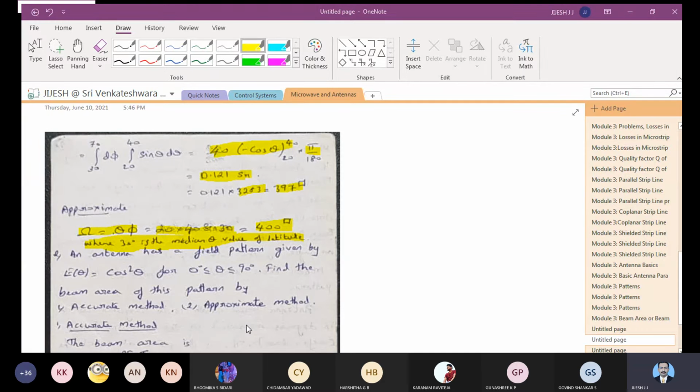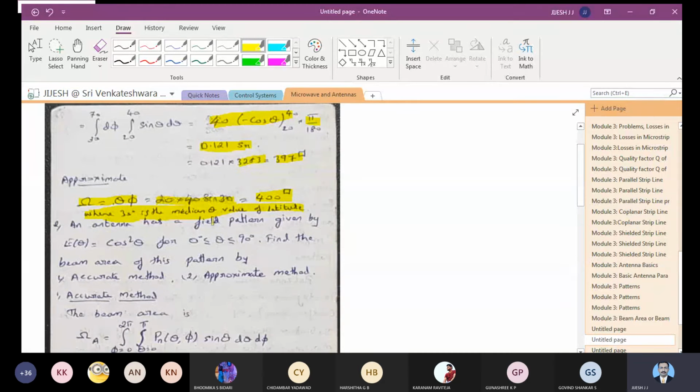Let us go on with the next problem, where you have the parameters given. The antenna has the field pattern given by E theta equals cos square theta, with theta ranging from 0 to 90 degrees. You are asked to find the beam area using the accurate method and the approximate method. This is a slightly different type of problem from the previous one. Here E theta is given as cos square theta.